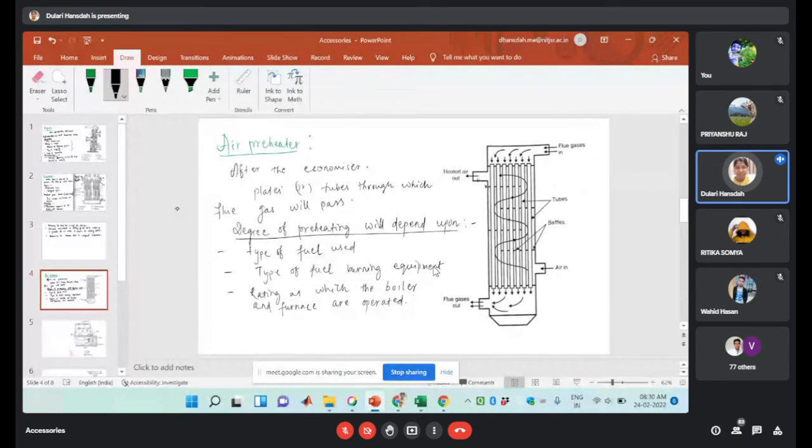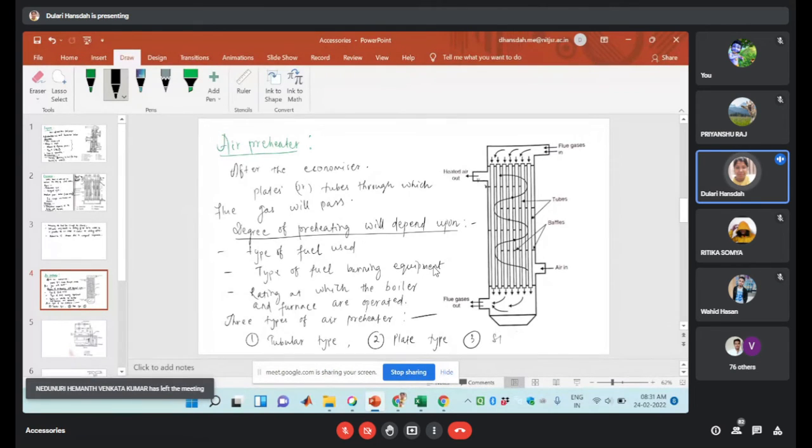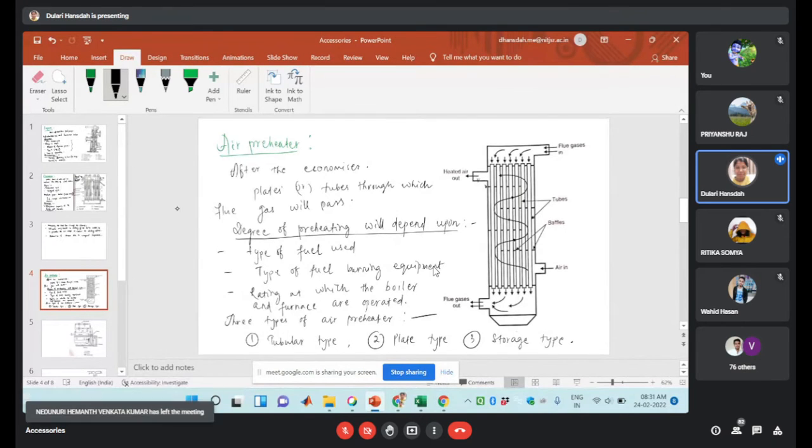There are three types of air preheaters. The first one is the tubular type, the second one is the plate type, and the third one is the storage type. So three types of preheaters are available.